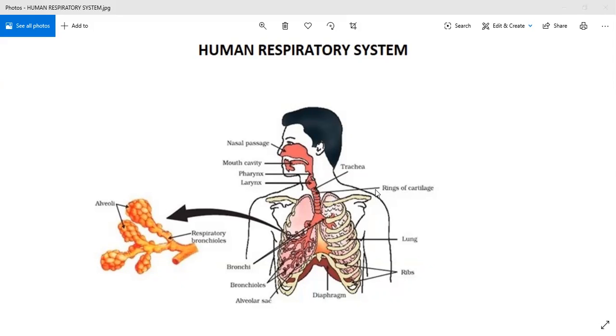Rings of cartilage are present in the throat. These ensure that the air passage does not collapse. The upper end of the trachea has a voice box called the larynx. The trachea runs down the neck and divides into two smaller tubes called bronchi.